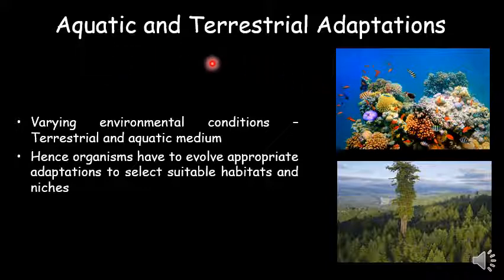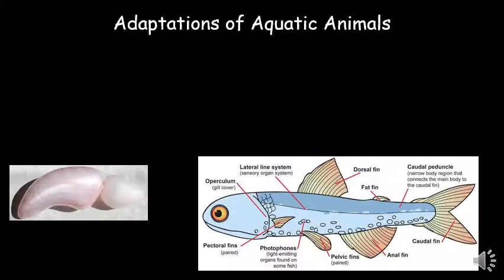Right, now let's see the common adaptations of aquatic and terrestrial animals. Since the aquatic and terrestrial environments have different kinds of environmental conditions, say if you take terrestrial, which means land region, the physicochemical parameters as well as environmental conditions are totally different from the aquatic environment. So according to the environment they are living in, many terrestrial and aquatic animals have adapted to select suitable habitats and niches to survive. Okay, now let's start with the adaptations of aquatic animals.